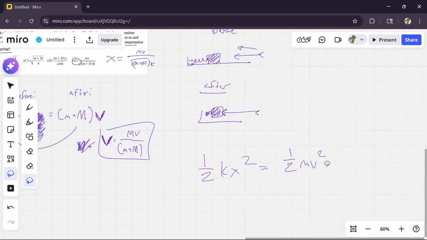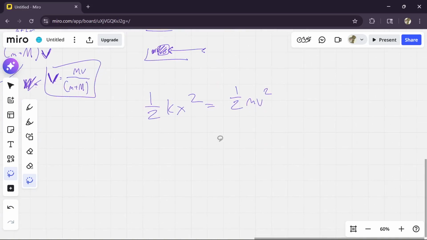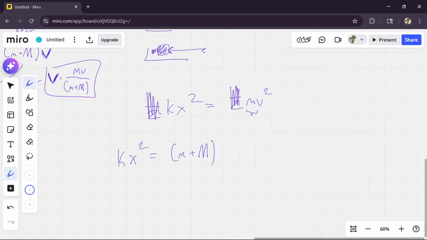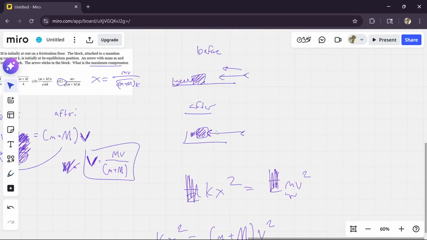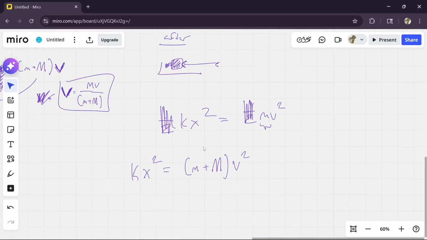And now that I have something for the velocity to plug in, I can finally try and solve for x. So because of that, I am going to remove the half on both sides, and I'm going to change the mass here, right? It's going to be kx squared is equal to the mass, which will now be (small m plus big M) times v squared. And that's because this is not me plugging in the velocity formula. This is just me changing the mass because after the collision, the mass has now changed. It's now the mass of the arrow and the block, which is why the mass is these two added together.